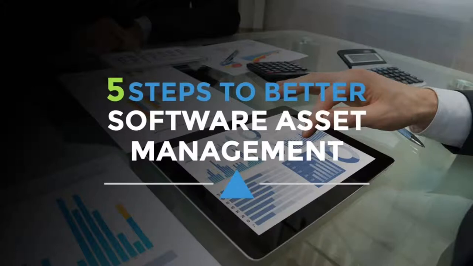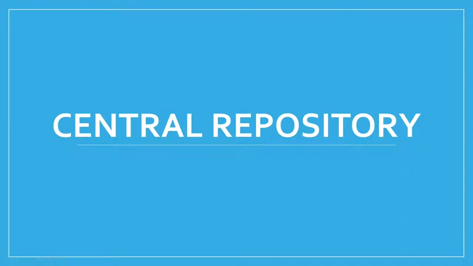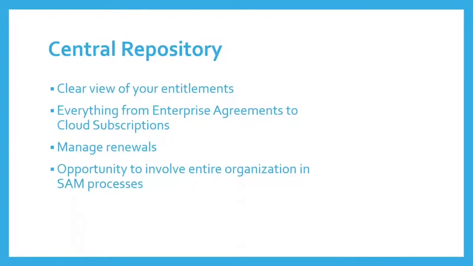Okay, welcome everyone. So without further ado, our first step to better software asset management is having a central repository. And by that we mean a central repository for all of your entitlements. A repository could be as simple as a spreadsheet. In fact, a lot of our customers come to us when they've outgrown a spreadsheet. But it's important that the repository is a central place of truth.